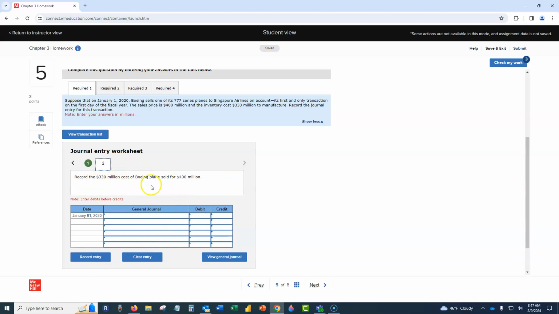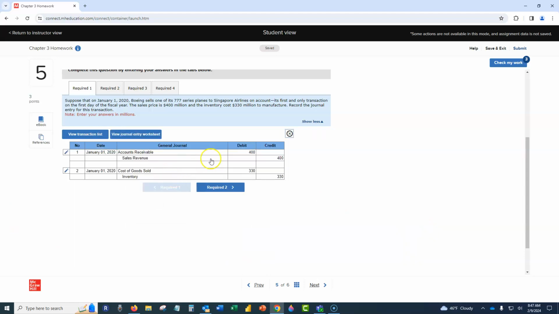Then step 2, they want to see the expense, the cost of it. So we're going to increase cost of goods sold by $330 million, and we're going to decrease inventory. We sold a plane that cost us $330 million. It's not in our inventory anymore, so we're going to get rid of it, and then we're going to hit record entry. Now we can view our GL. I've told you guys many, many times the GL is extremely useful for seeing what exactly happened in that transaction. Here we can see that we had the revenue piece, and then we have the cost of goods sold or the expense piece. Those two things happen at the exact same time.